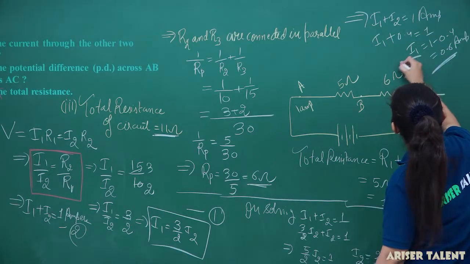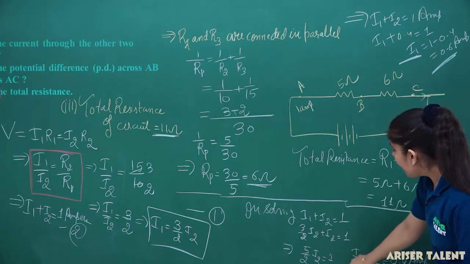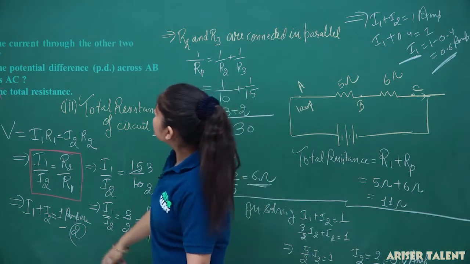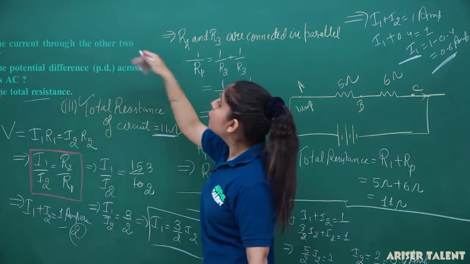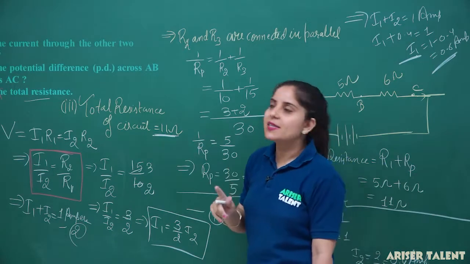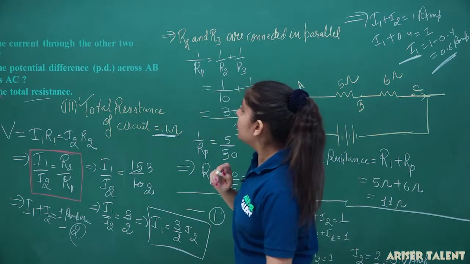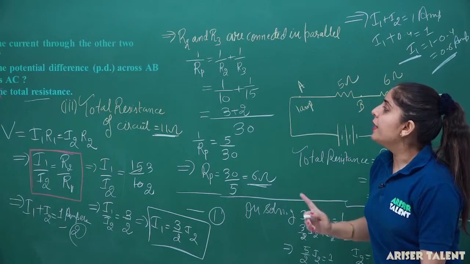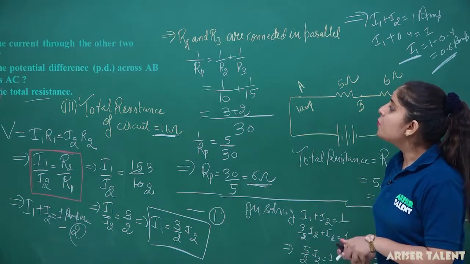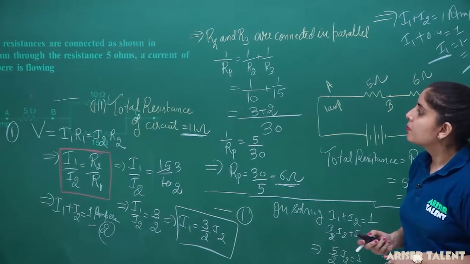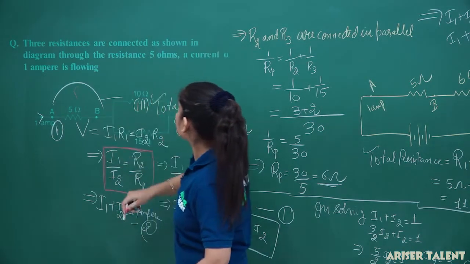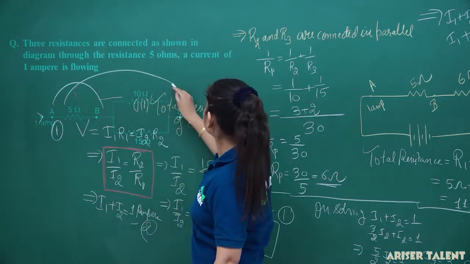So you can see that this is the value of I1 and this is the value of I2 I am getting here. So what we have got here, we have got the total resistance of the circuit, and the current through the other two resistors we have calculated. One is 0.4 ampere and one is 0.6 ampere. So this is the second part we have done. Now I have to calculate the potential difference across AB and AC. So let's move to the diagram again. You have to calculate the potential difference of AB and again AC.